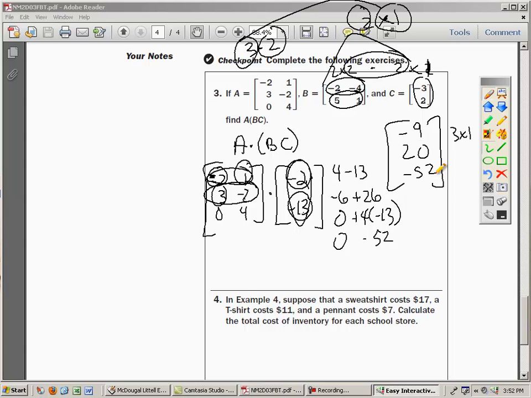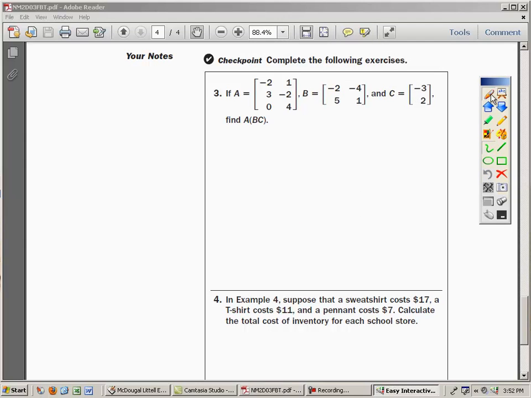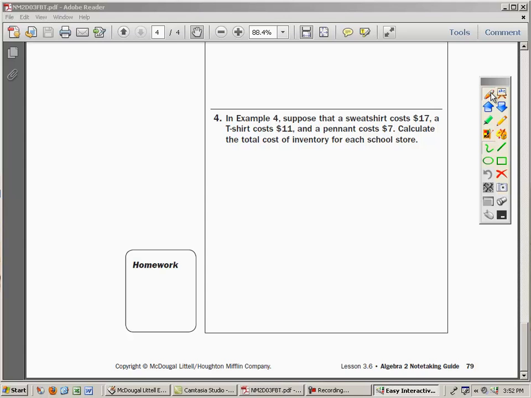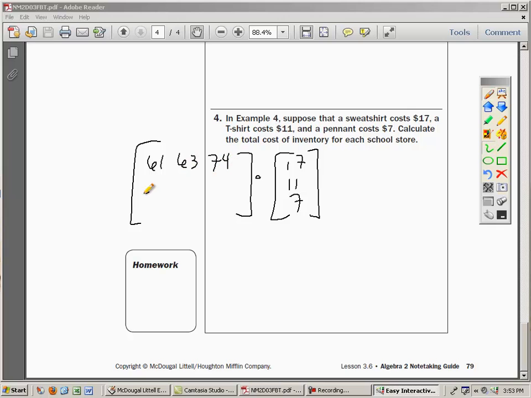And finally, now we're going to take a look at that t-shirt example again, that school store. It says, suppose the sweatshirt costs $17, the t-shirt's $11, and the pennants are $7. Calculate the total cost inventory for each school store. So again, we would take our cost matrix, 17, 11, and 7, and go back to that original matrix from the previous page, which was 61, 63, 74, 58, 71, and 92.